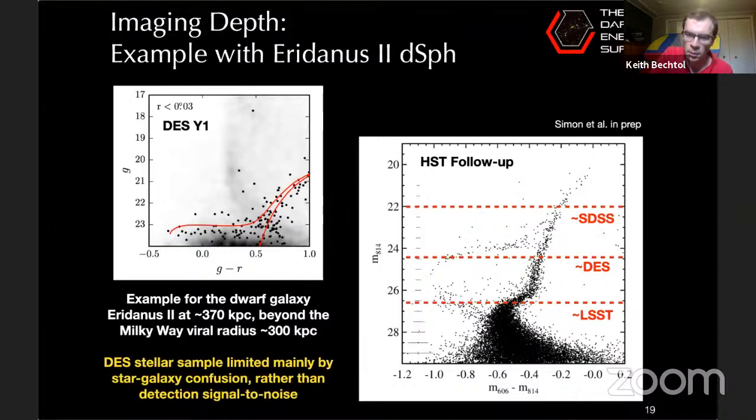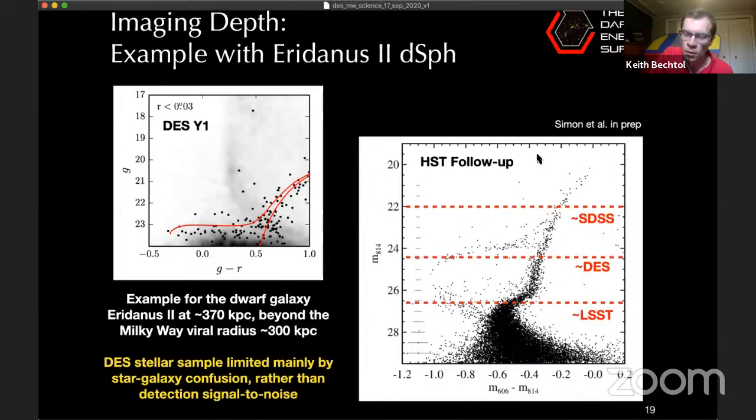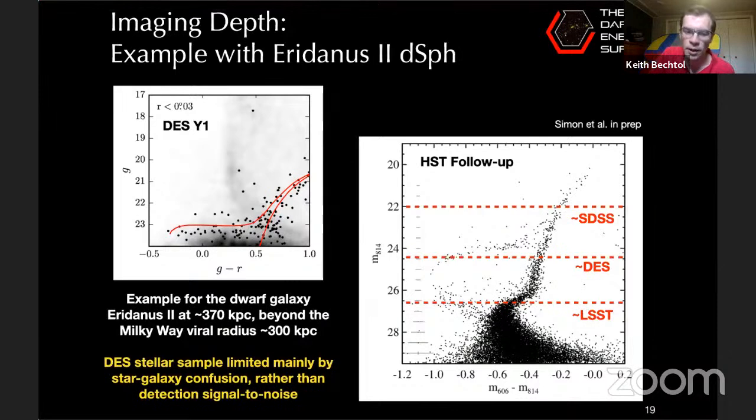But if you want to study these really distant galaxies, you can get follow-up observations. For example, this is recent work by Josh Simon and company, where we were able to get follow-up imaging with the Hubble Space Telescope. And there we can see all the way down to the main sequence turnoff at something like 26 magnitude and fainter. And so you can see this progression where, with DES, we're able to reach further out into the halo. We can see these more distant objects. And then with LSST, we'll be able to reach well beyond the virial radius of the Milky Way.